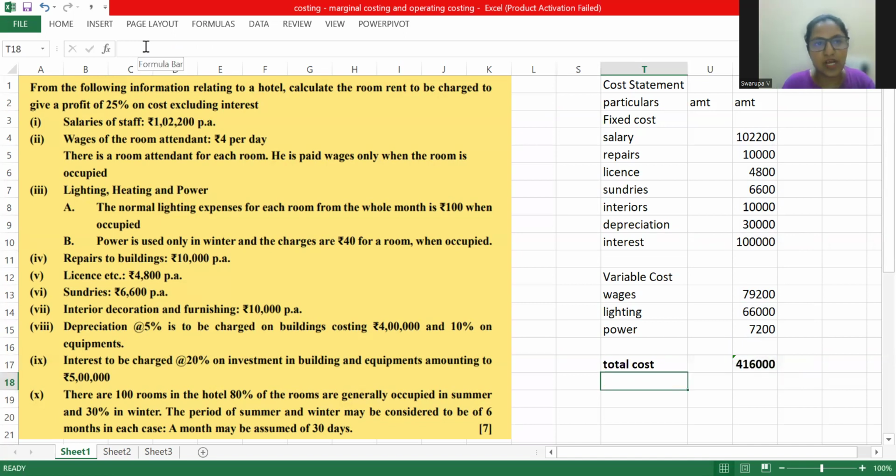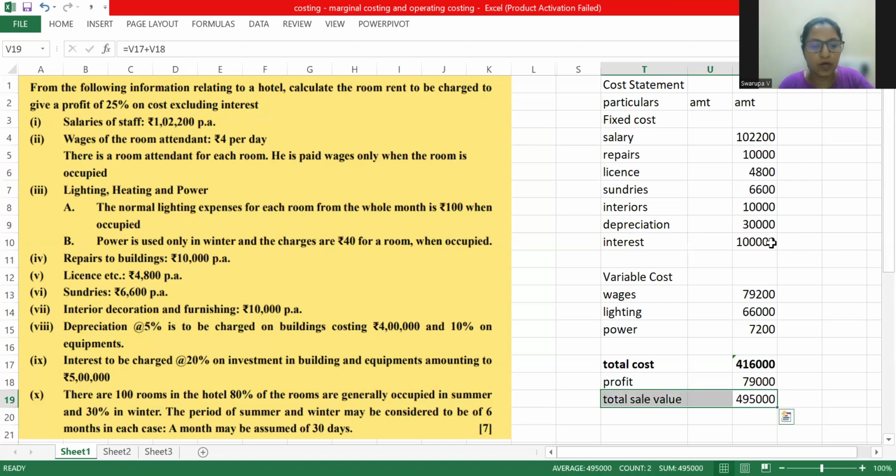Now, a profit has to be charged on cost, excluding interest, at the rate of 25%. So the profit will be on 4,16,000 minus the interest component, because on interest we are not calculating profit. So on 3,16,000, 25%, which is 79,000. So the total sale value to be attained will be 4,95,000.